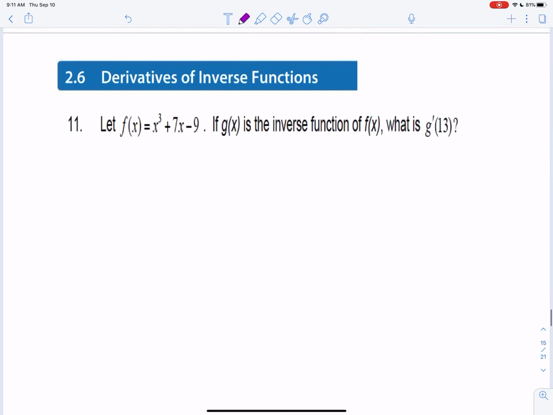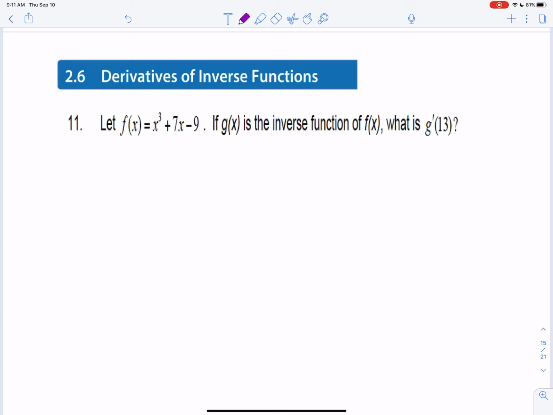Okay, here's another one. Try it out. Press play when you're ready. Get the practice in, you guys.